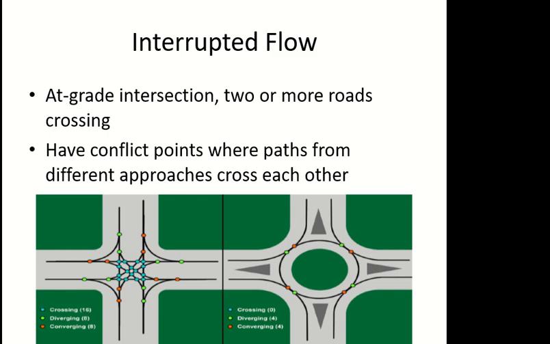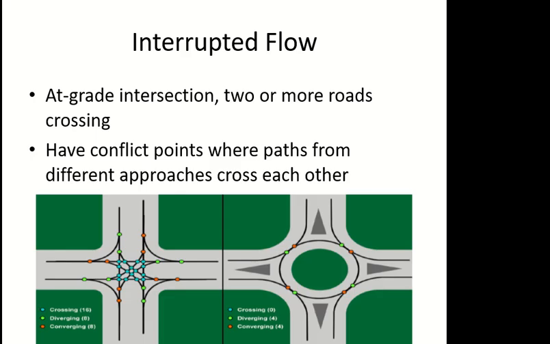So interrupted flow happens at the intersections, and we are talking about at grade intersections because even the uninterrupted flow facilities have interchanges with ramps. So at grade intersections happen when two or more roads cross at the same point, and when these roads are crossing, the vehicles can come into contact with each other, and the points where this contact happens are known as conflict points.